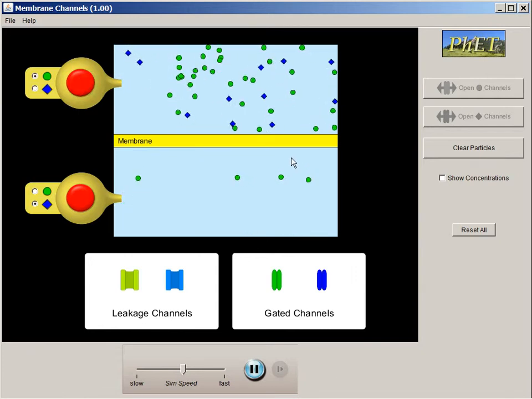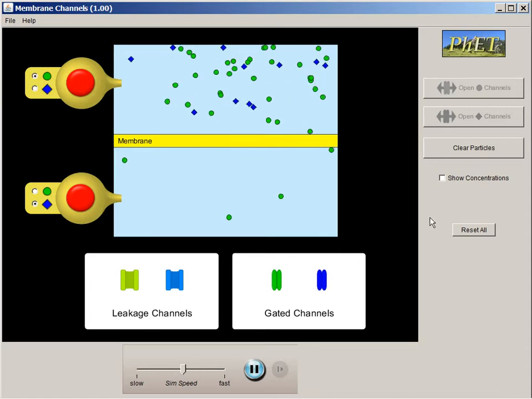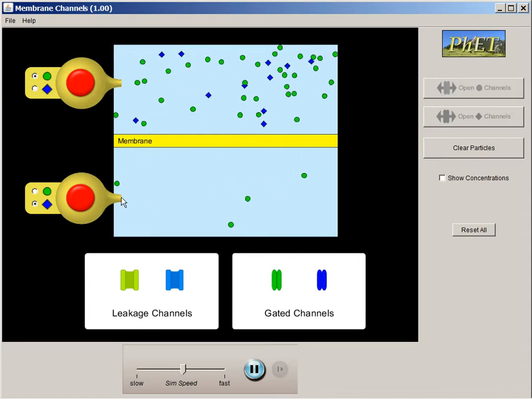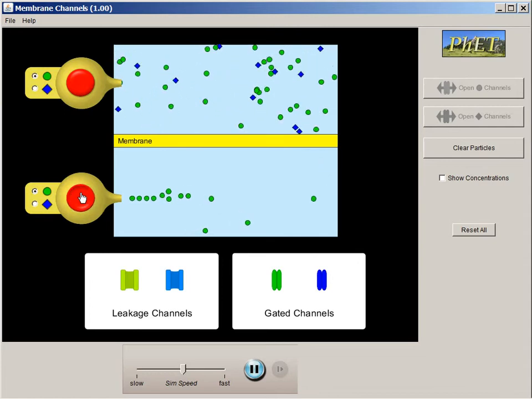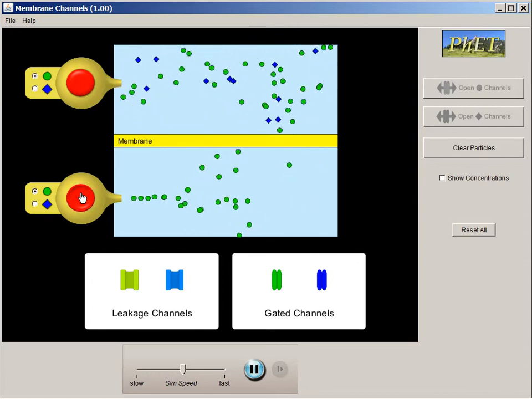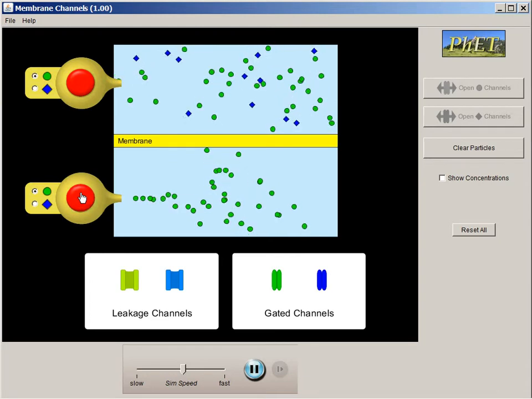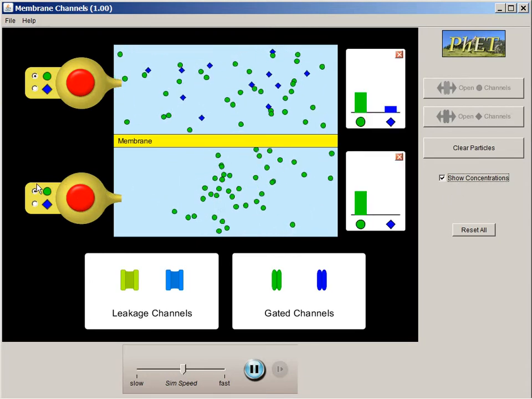Okay, but you want pure water, right? So pure water would look like this. I need a lot of water molecules in there to make it much more concentrated.